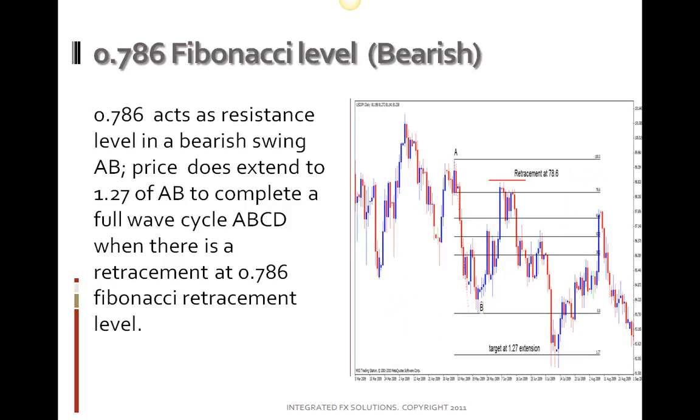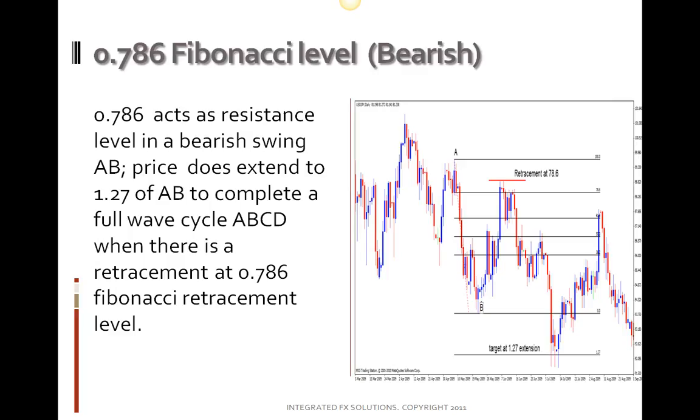The 0.786 Fibonacci level. Now 0.786 is a deep retracement. Now let's look at a bearish swing. According to Fibonacci, once price retraces to 78.6, it is expected that price will get to the 1.27 extension to complete a full wave cycle.